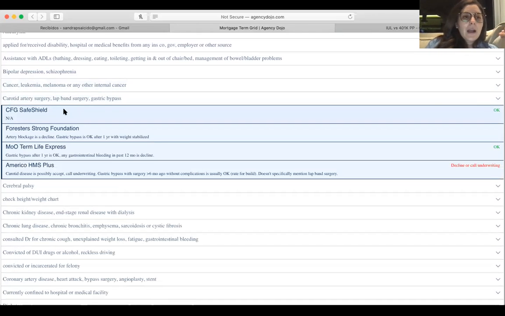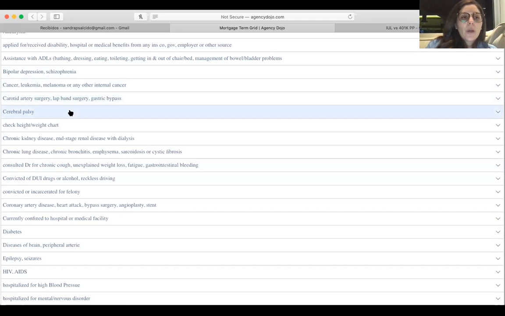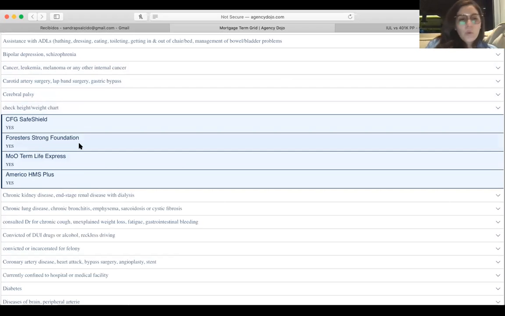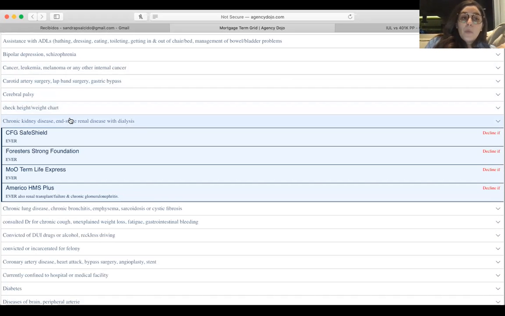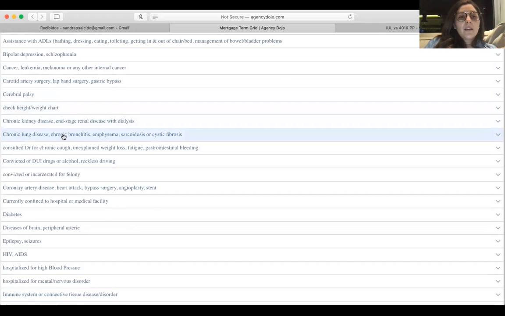Then we have carotid artery surgery, lap band surgery, gastric bypass. CFG will be okay. Foresters will approve it. Term Life Express with MMO, which is Mutual of Omaha, will approve it. And Americal HMS, which is funny, you need to call to get underwriting, or it can get declined as well. Weight and height, it's okay. Of course, depending on your weight and height, the pricing can go up because of the risk. It will be declined for chronic kidney disease, chronic lung disease, bronchitis, all this.